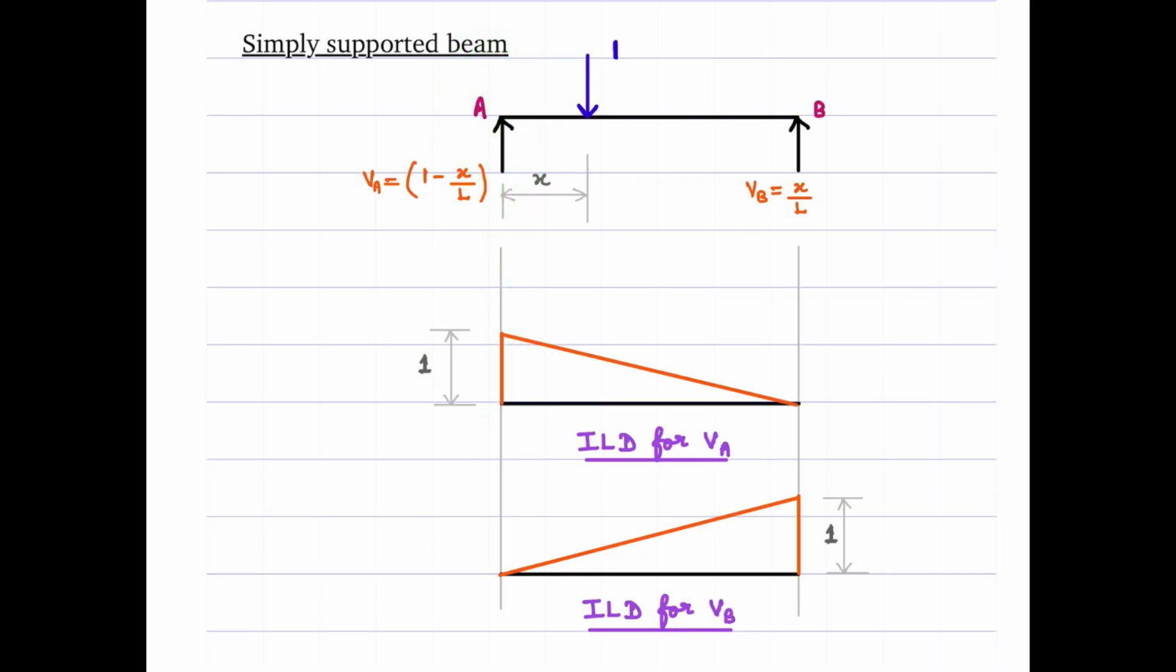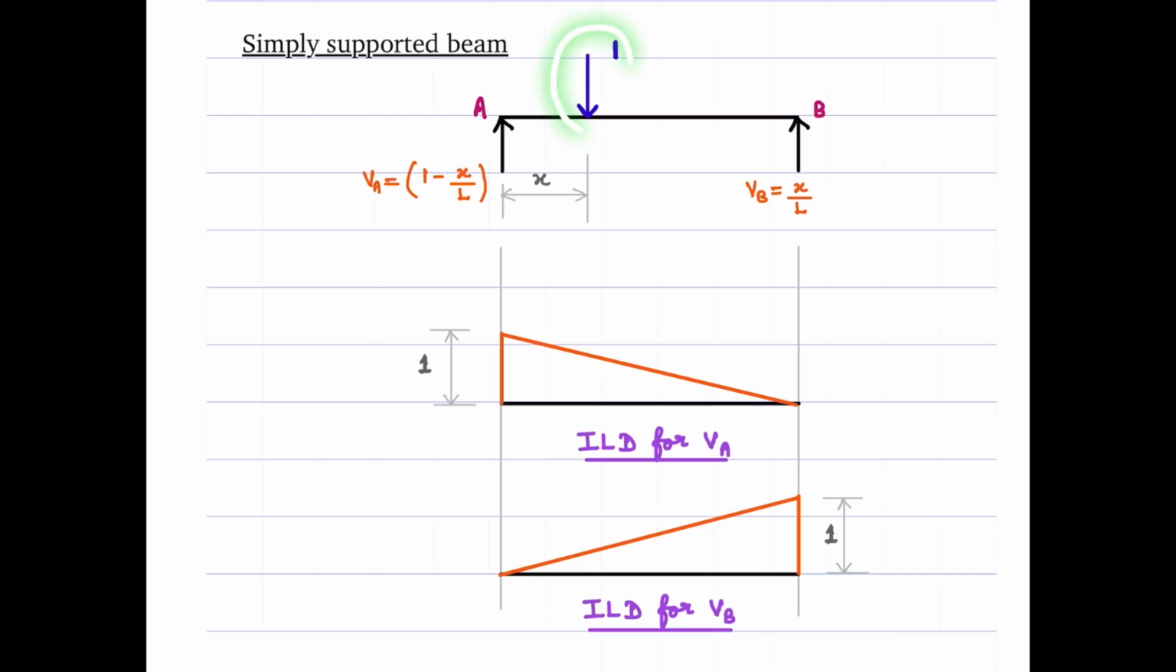Let's say now I'm going to place this load exactly at the midspan. In that case, x will be L by 2. Substitute L by 2 in this expression, and you will get a value of 0.5. So that is the value of reaction. How do you get that from the influence diagram? You go to the location of x equal to L by 2 and then see the ordinate. So this is the midpoint of the diagram, and it will give you a value of 0.5.